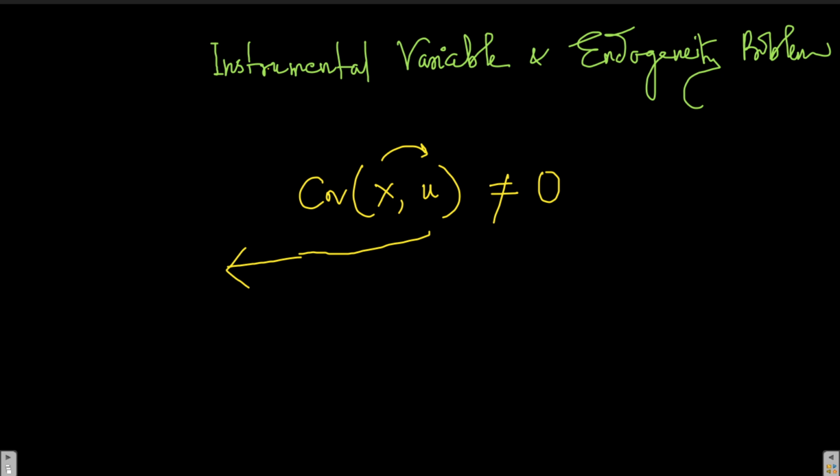So essentially I want a variable instead of x which is free from u, so that the covariance of that specific variable with the error term is 0. If I can find a variable that is a suitable substitute for x, then that can remove the problem of endogeneity. And I claim that a good instrumental variable can do this job. So let us look at our example.